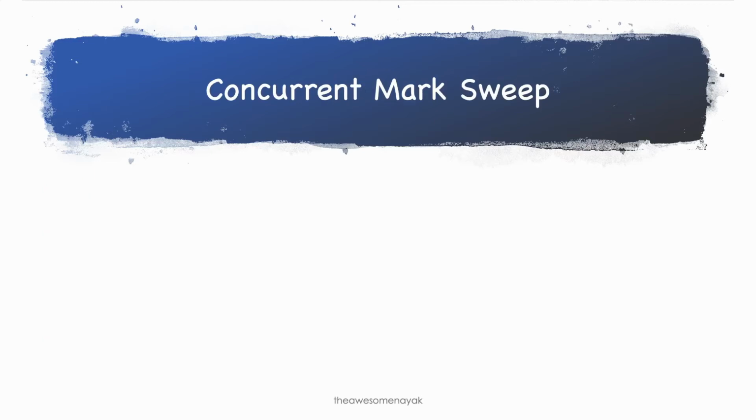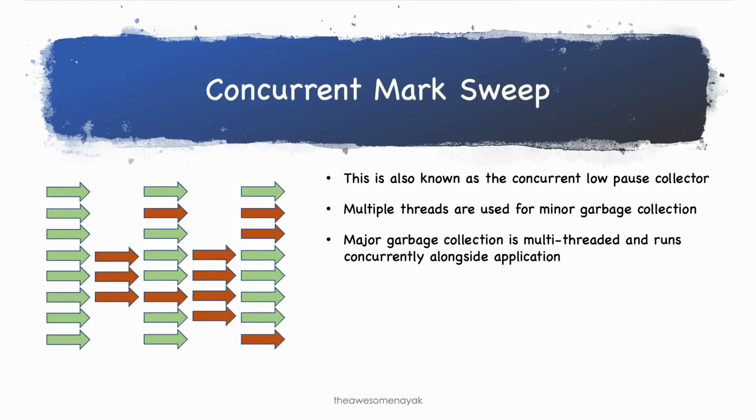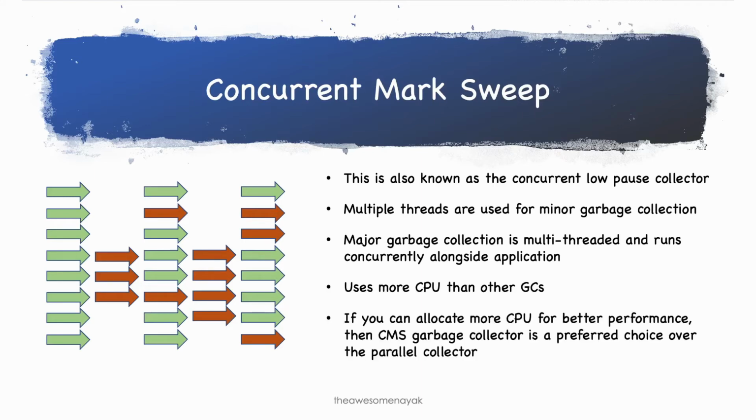The concurrent mark sweep collector or the CMS collector is also known as the concurrent low pause collector. Low pause because the garbage collection pause times caused by the stop the world events are very low. In this, multiple threads are used for minor garbage collection using the same algorithm as the parallel garbage collector. However, the major garbage collection is multi-threaded as well, just like parallel old GC. But CMS runs concurrently alongside the application thread to minimize the stop the world events. Because of this high level of concurrency, the CMS collector ends up using more CPU than the other garbage collectors. If you can allocate more CPU for better performance, then the CMS garbage collector is a preferred choice over the parallel ones.